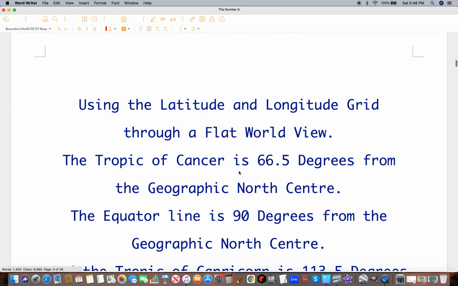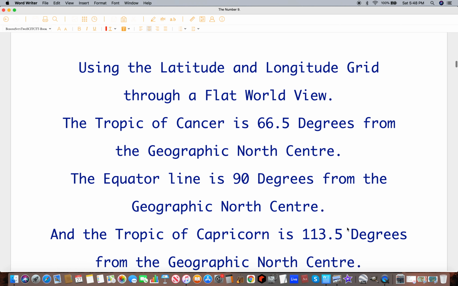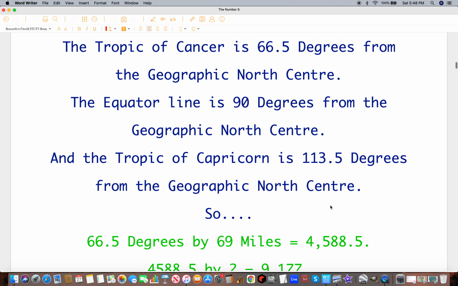So next, this will be a bit tricky for people to understand straight off. I'll try and show it, using the latitude and longitude grid through a flat Earth worldview. The Tropic of Cancer is 66.5 degrees from the geographic north centre. The equator line is 90 degrees from the geographic north centre, and the Tropic of Capricorn is 113.5 degrees from the geographic north centre. So those degrees are all based from the geographic north centre.